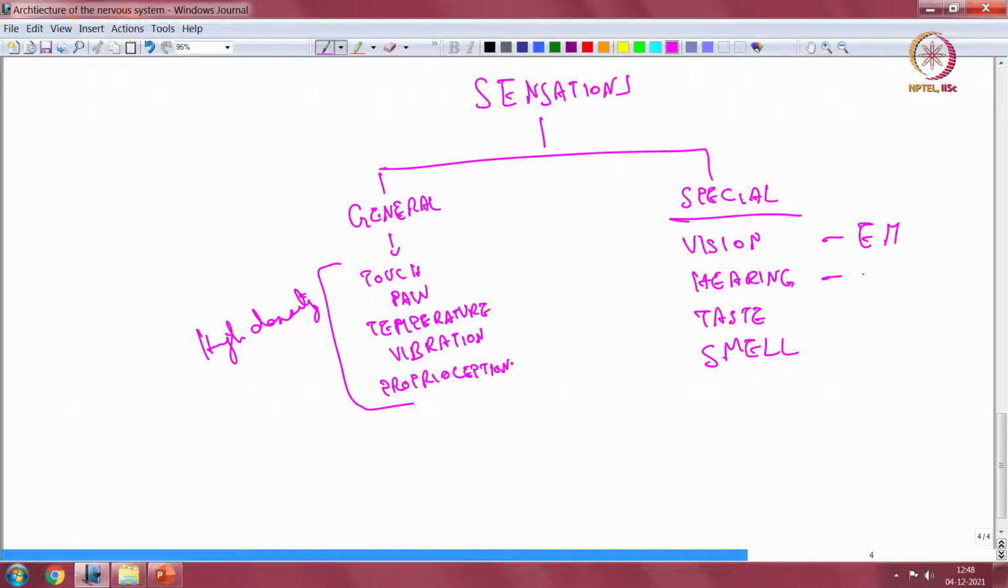Electromagnetic, auditory is mechanical, taste is chemical and smell is chemical. So, this is the sensory architecture.